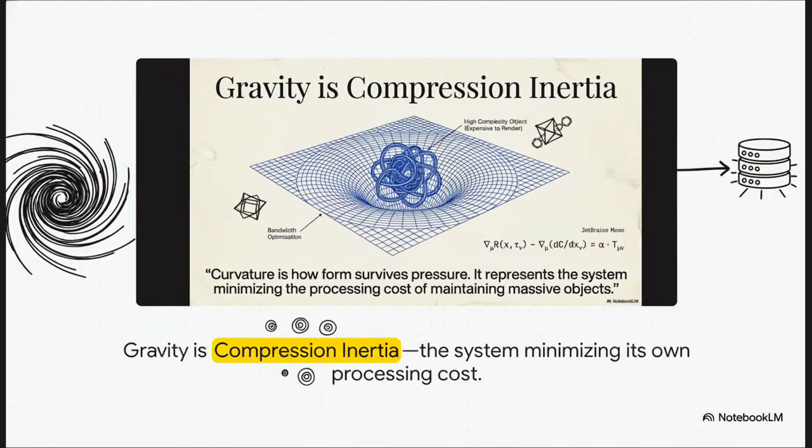And this is where it gets really wild. This slide illustrates one of the theory's biggest claims. In this model, gravity is compression inertia. Think about it like this. A really complex object is computationally expensive for reality to render. So gravity is just the system's way of optimizing itself, of minimizing that processing cost. The famous curvature of space-time? That's just how form survives pressure in a massive information system.